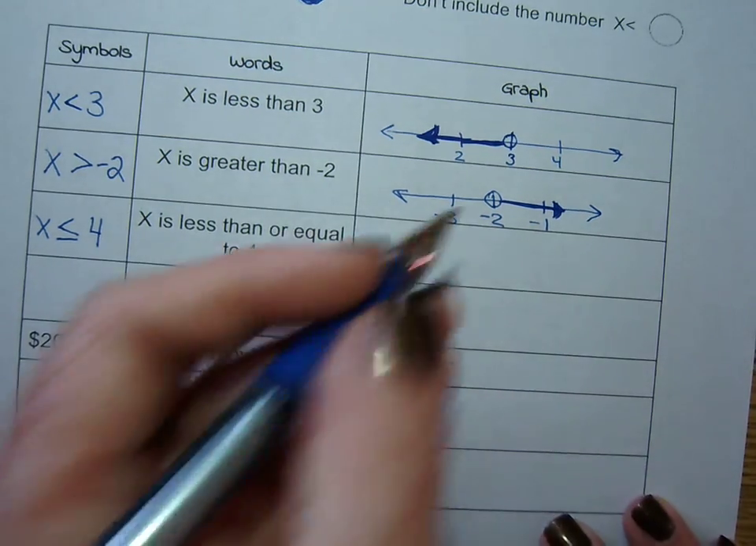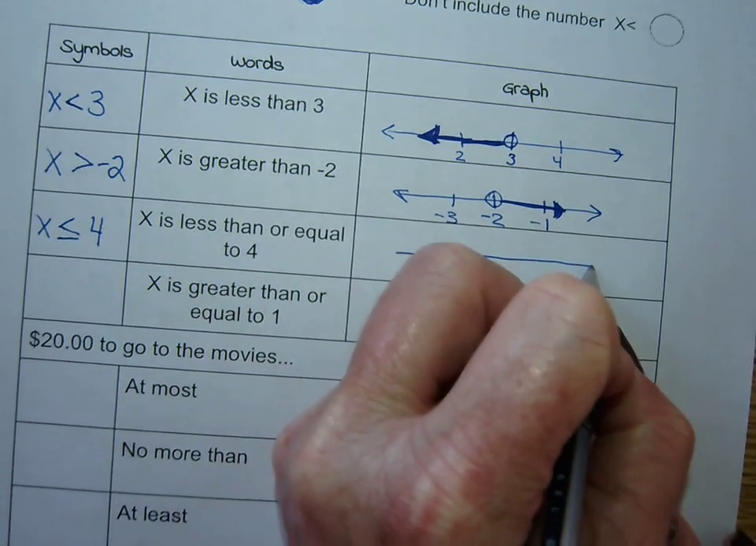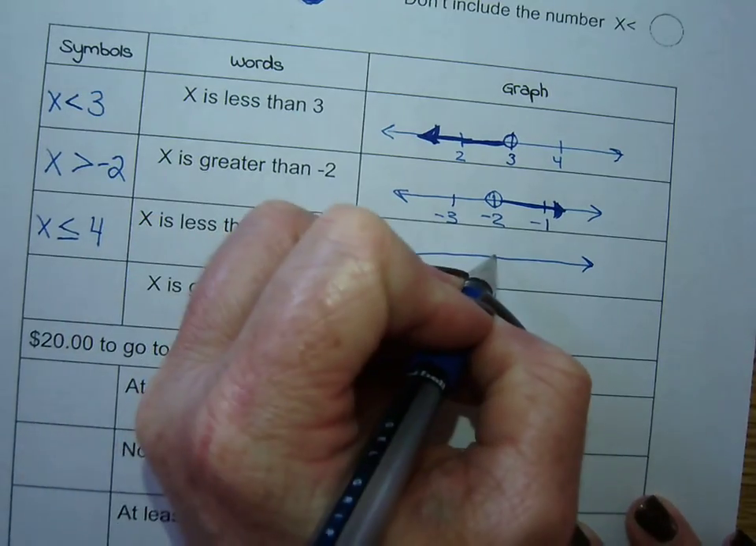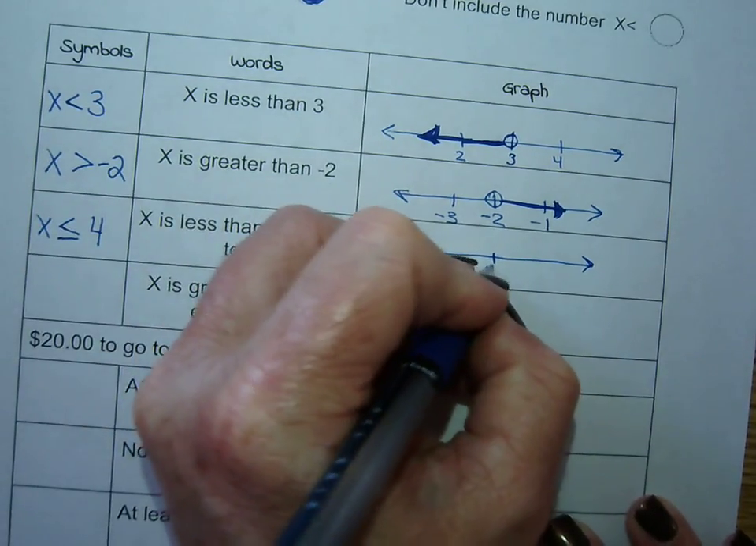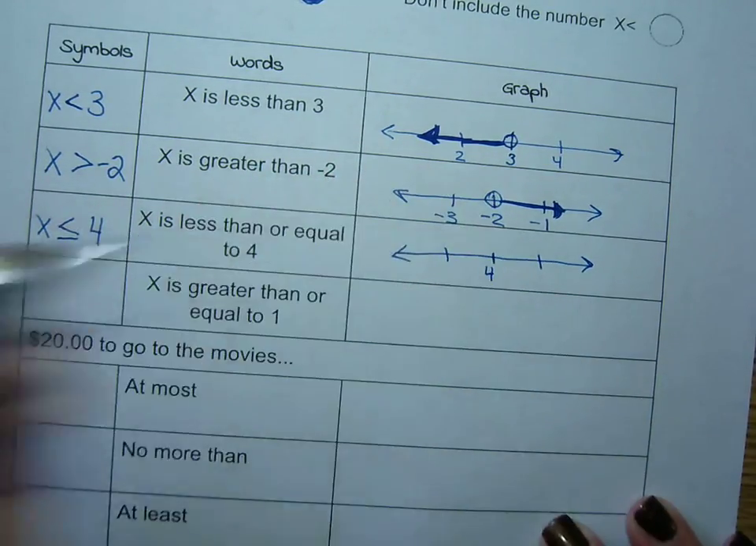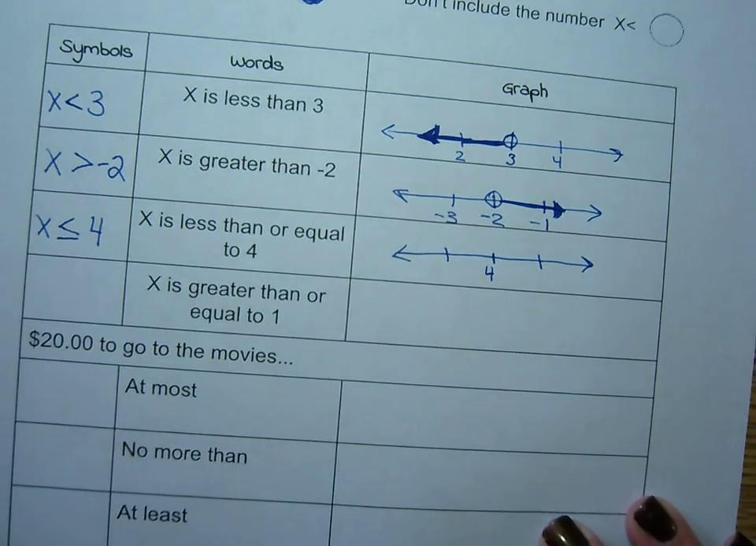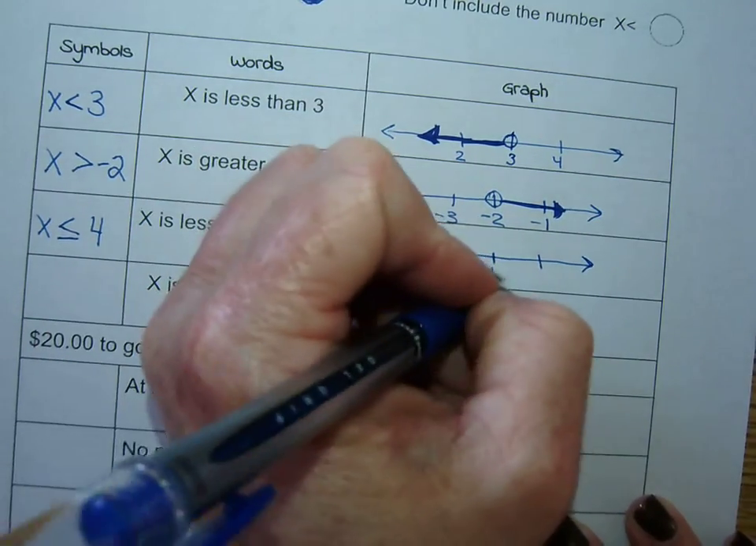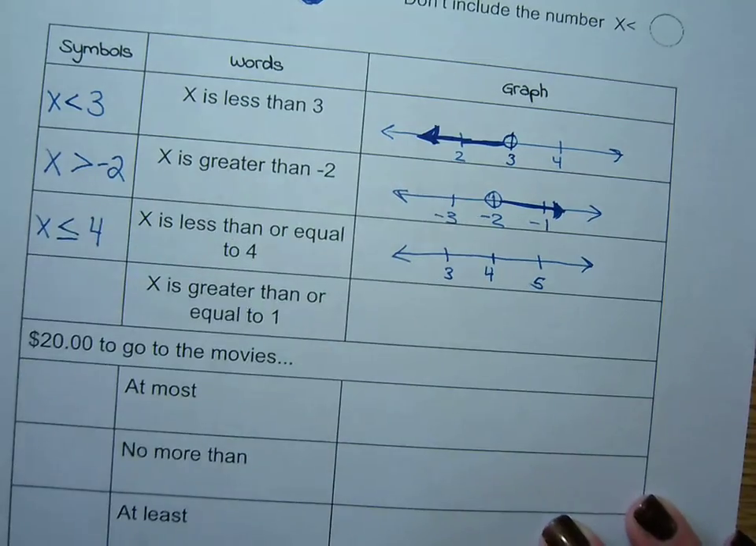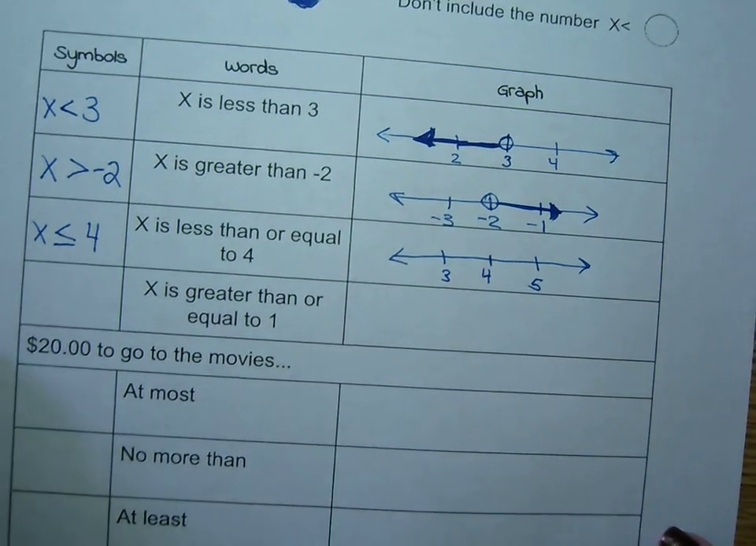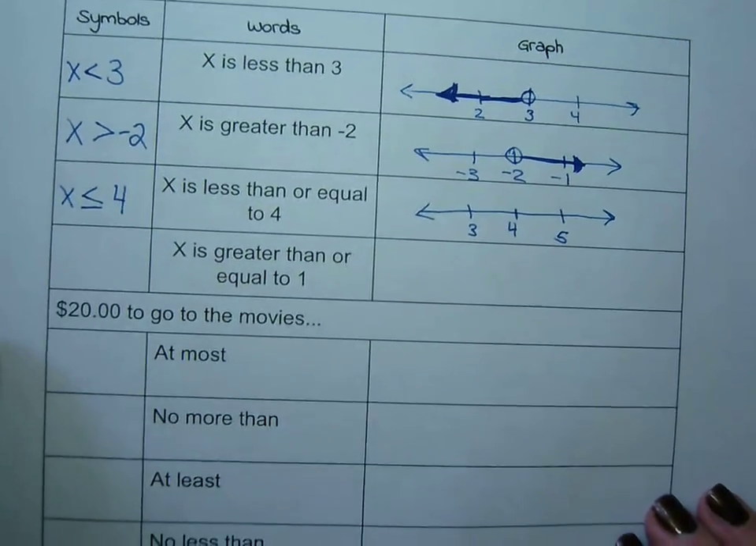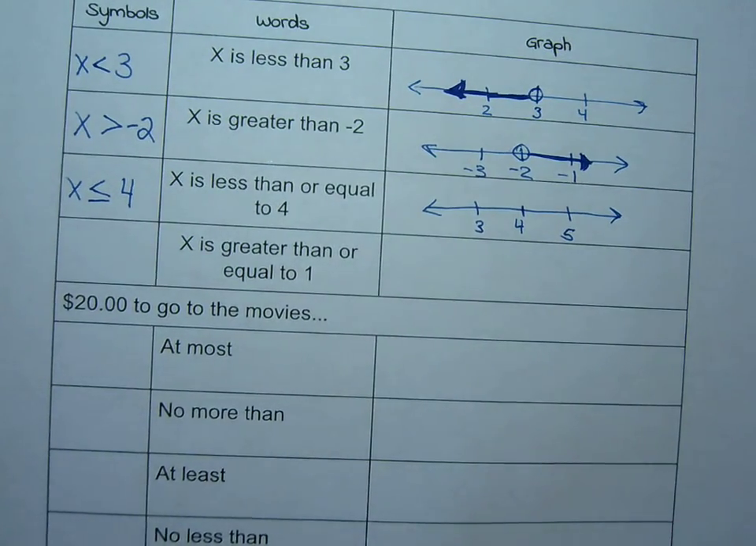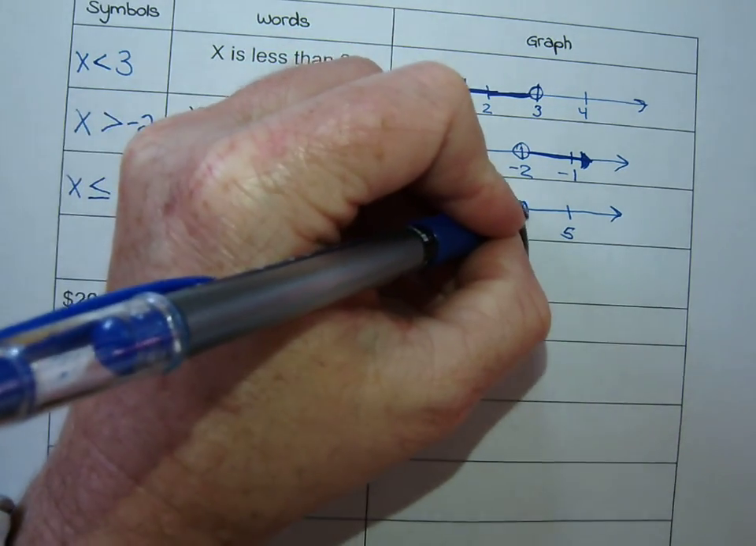Okay, so we're ready to graph it. We're going to draw our line. Our middle tick mark is a 4. So what goes before and after it? 3, 4, 5. Excellent. Good job, Nate. Now, what type of circle? Open or closed? Closed. It's closed because it does include it. It's equal to it.